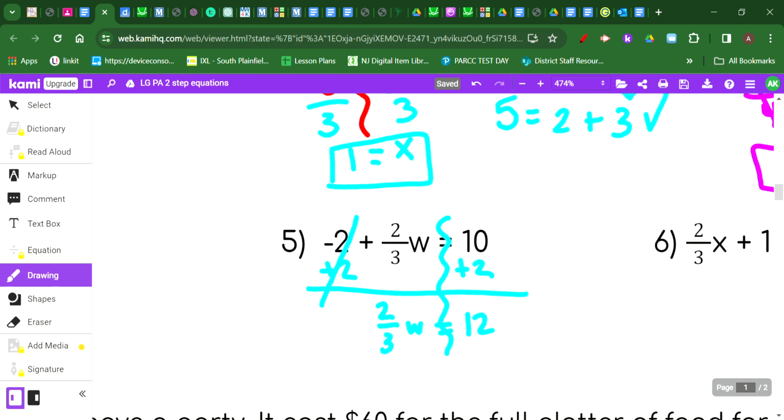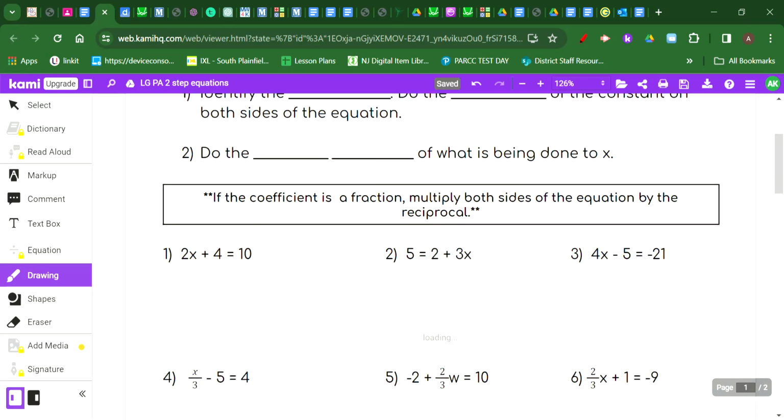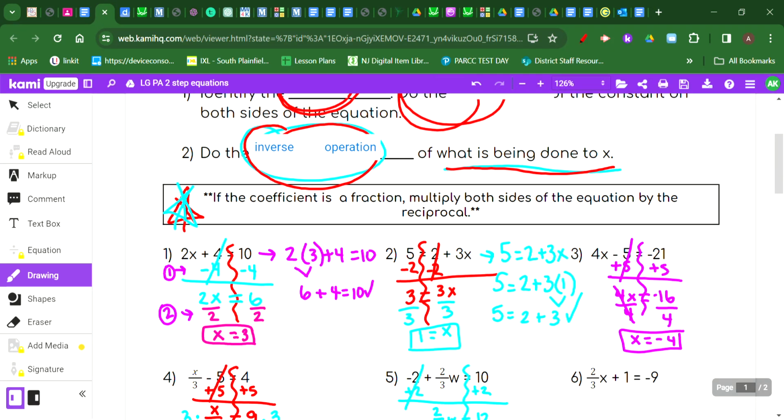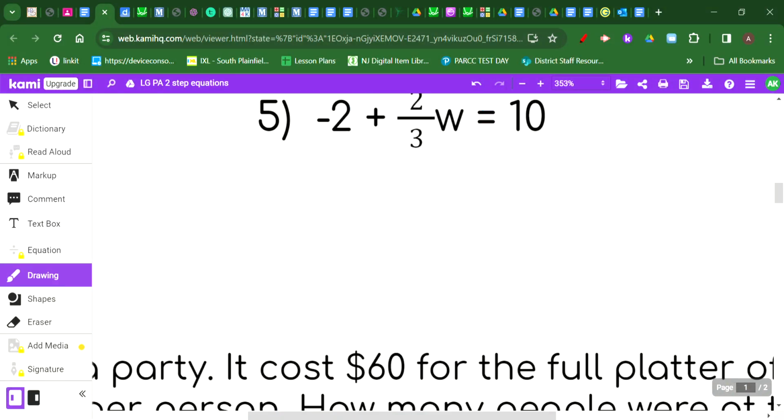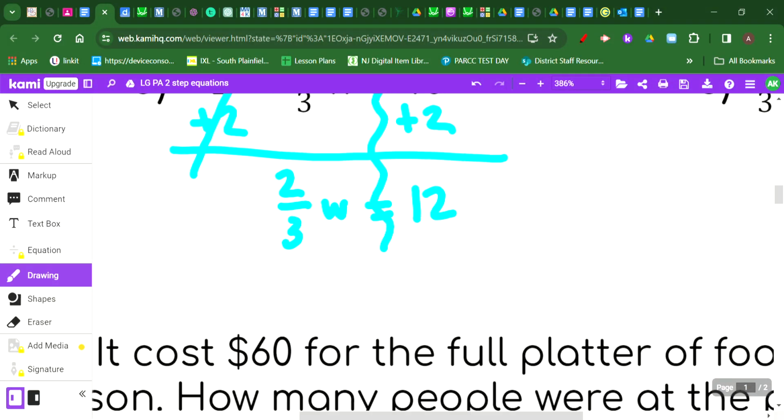Now, I'm going to go back to the top here and re-look at this in the box. If the coefficient is a fraction, multiply both sides of the equation by the reciprocal. You have to memorize this. That is what the inverse operation is of multiplying a number by the fraction. The inverse operation is to multiply by its reciprocal. All right, so here we have 2/3 w is equal to 12. We're going to multiply each side by the reciprocal of 3/2.